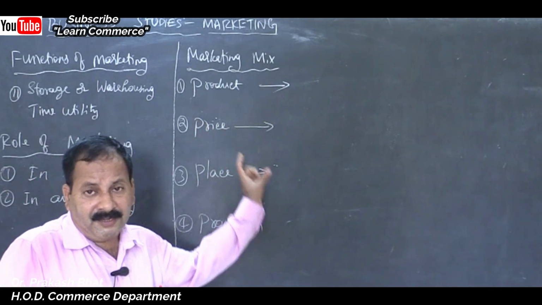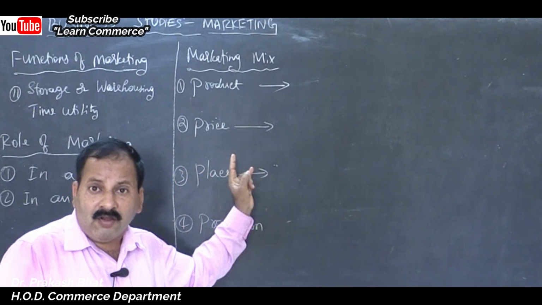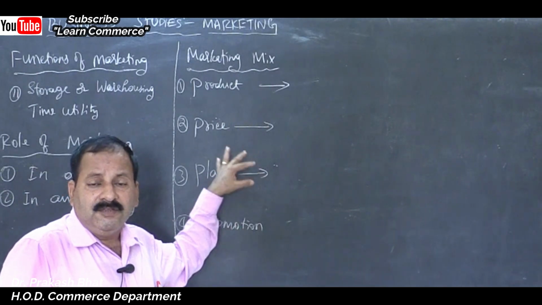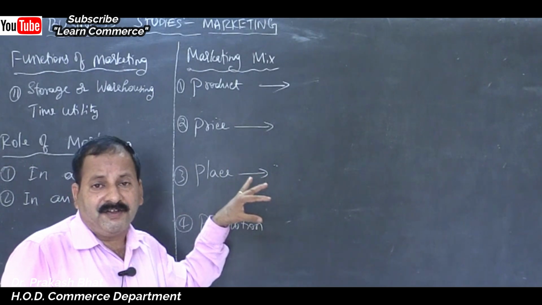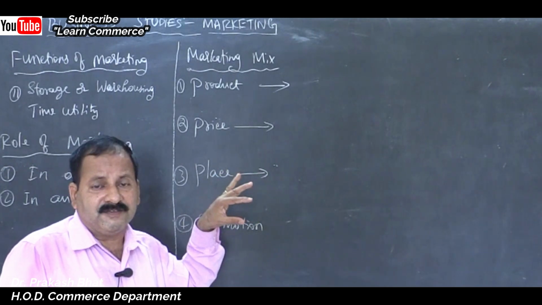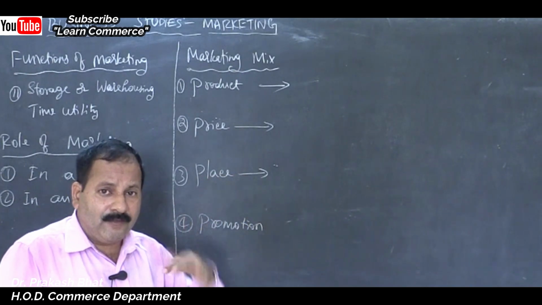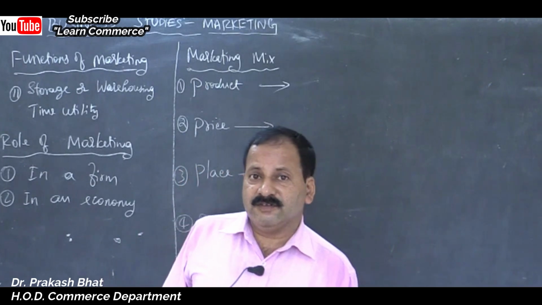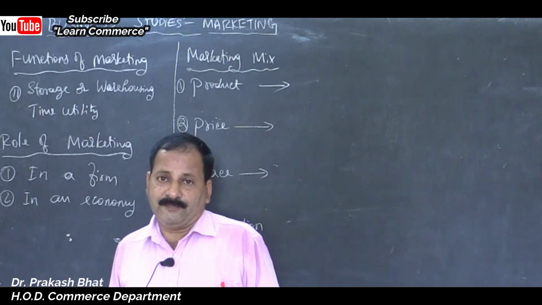These are not watertight compartments. The marketer may avoid some of the activities, or he may perform some additional activities in addition to these functions. These are the general functions that are done by almost all the marketers, isn't it? But there may be some special function that is done by some of the marketers of special goods, isn't it? So that is about the conclusion of functions of marketing.